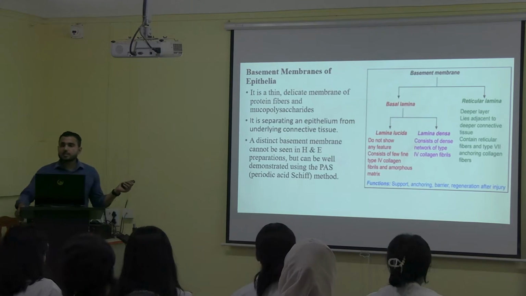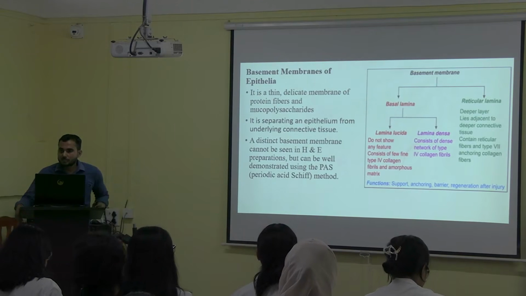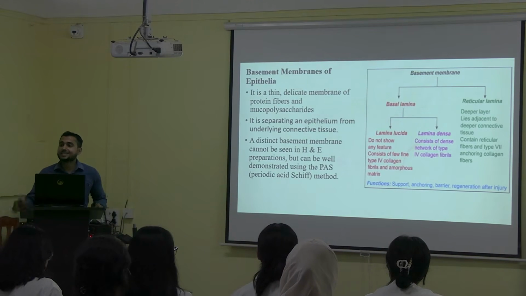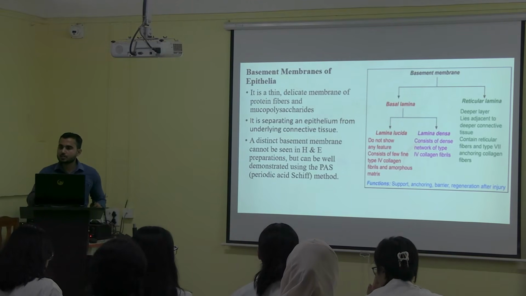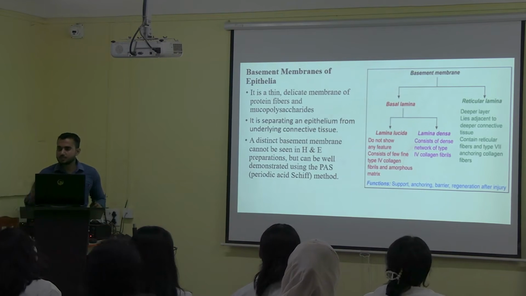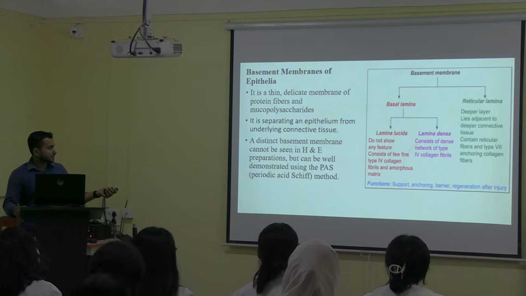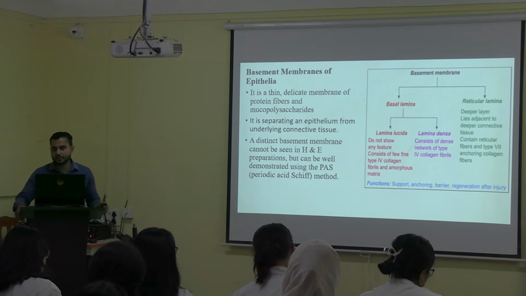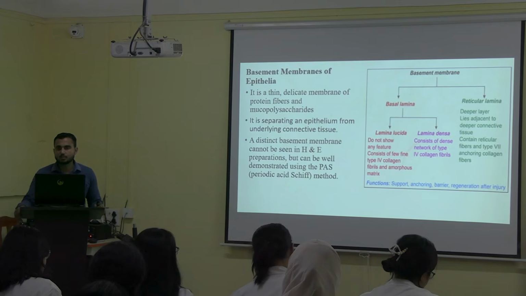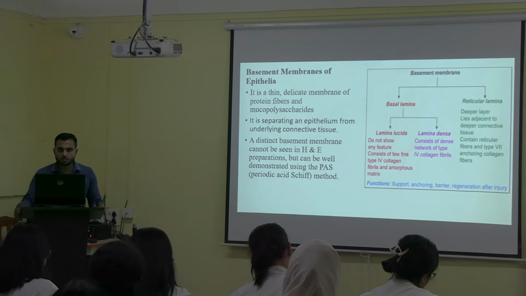Now another important point related to the basal lamina is that when we use H&E staining, you cannot see the entire basal lamina. You can't see the basal lamina properly. For that a special type of stain is required, called the PAS method, periodic acid Schiff method. This is a specialized staining method used to see the basal structure of the basal lamina.